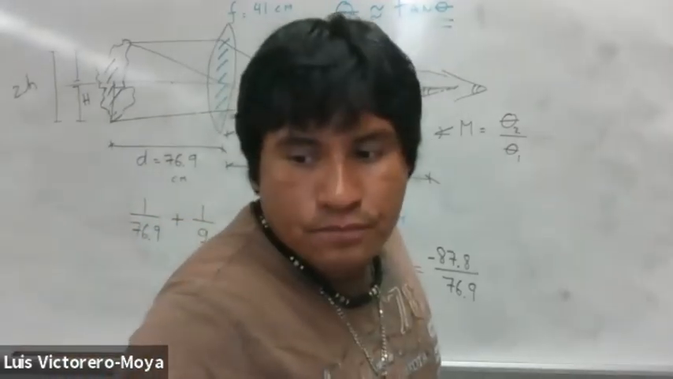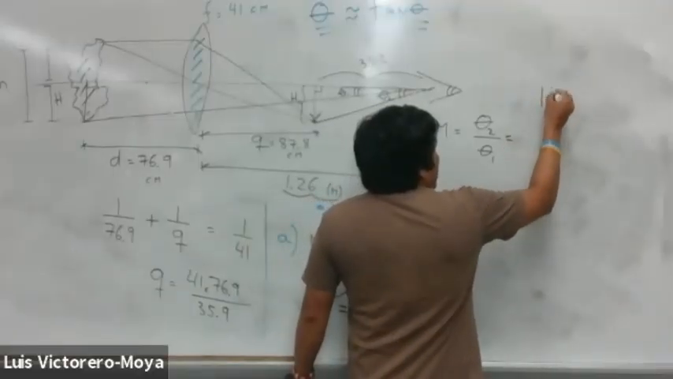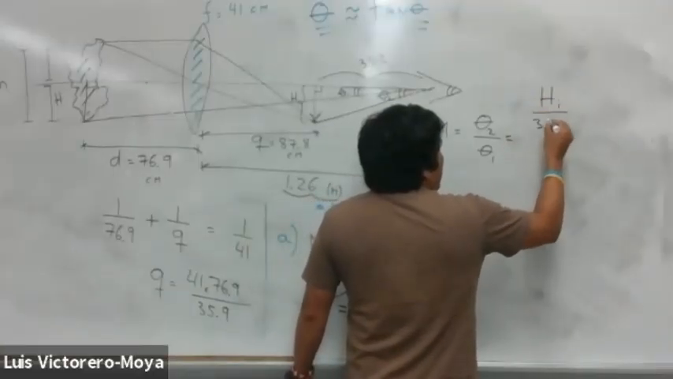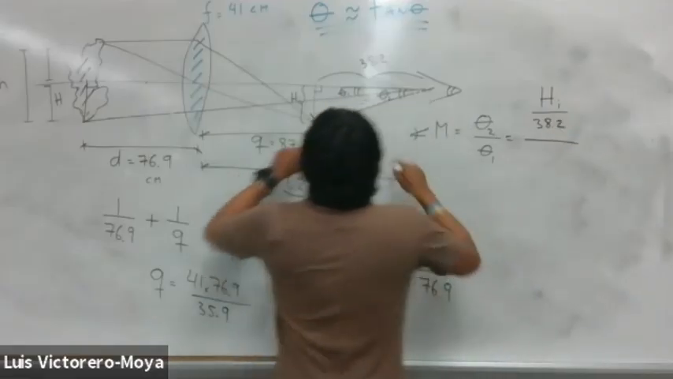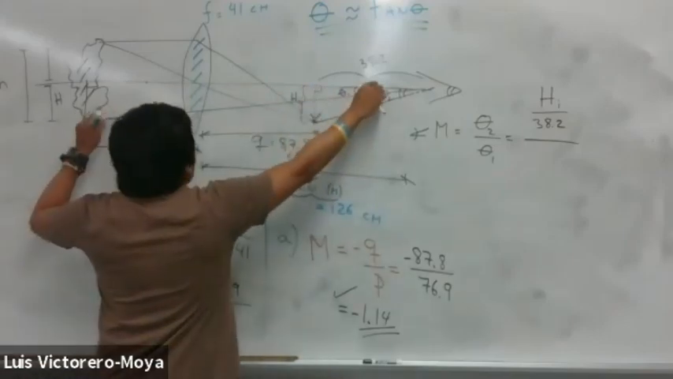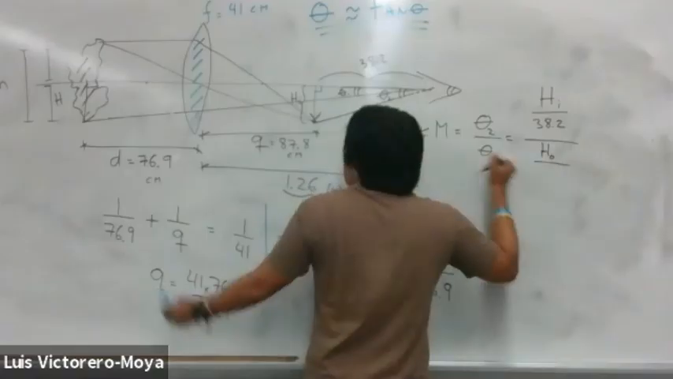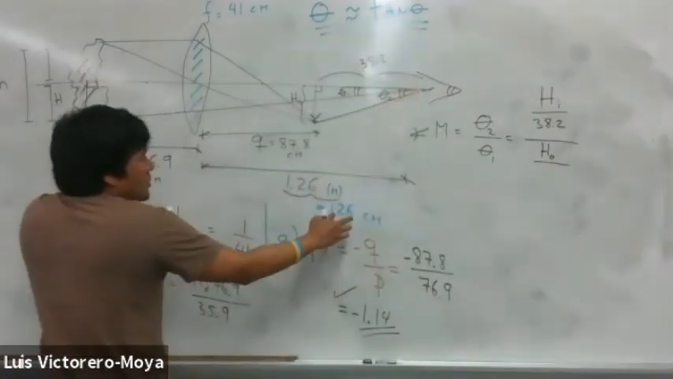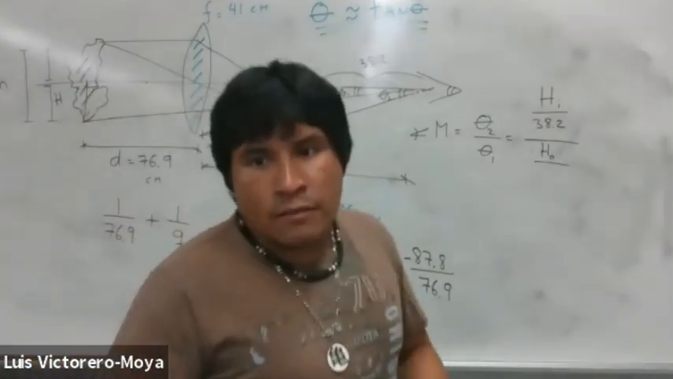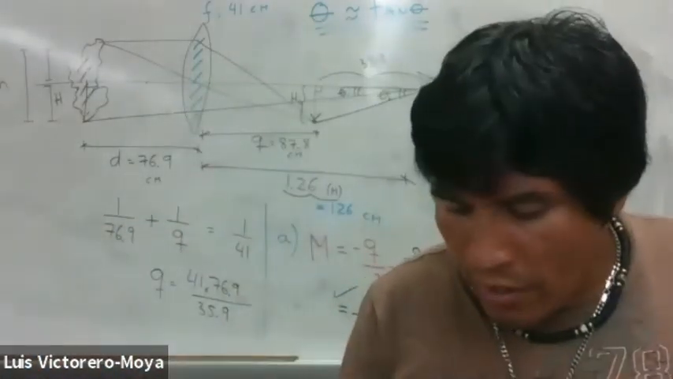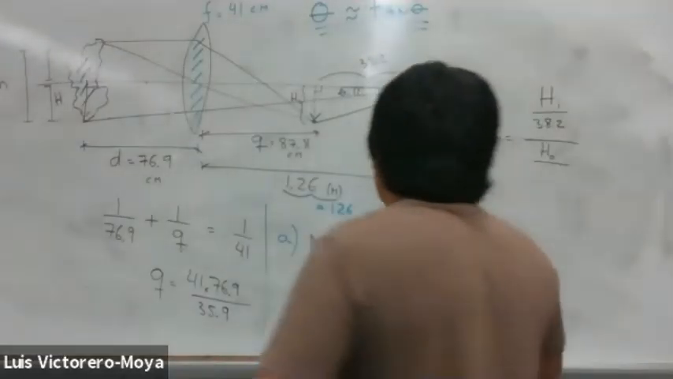So we have that, right? So this will be hi over 38.2 divided by θ1. On this big triangle, θ1 will be h of the object divided by the whole distance, which is 126 plus 76.9. So now you're adding all that, right? So the total distance will be 126 plus 76.9, that's 202.9.